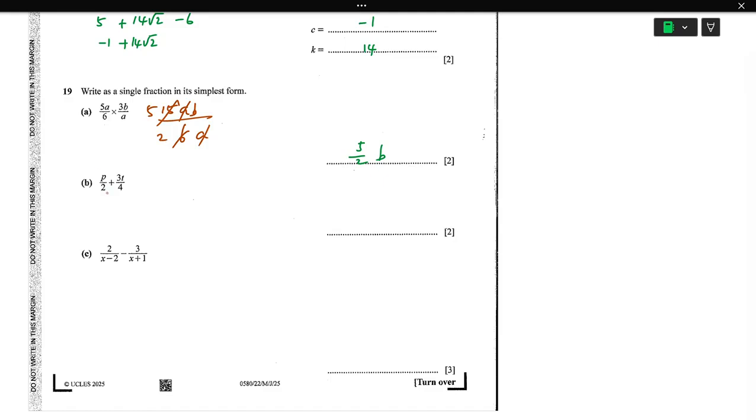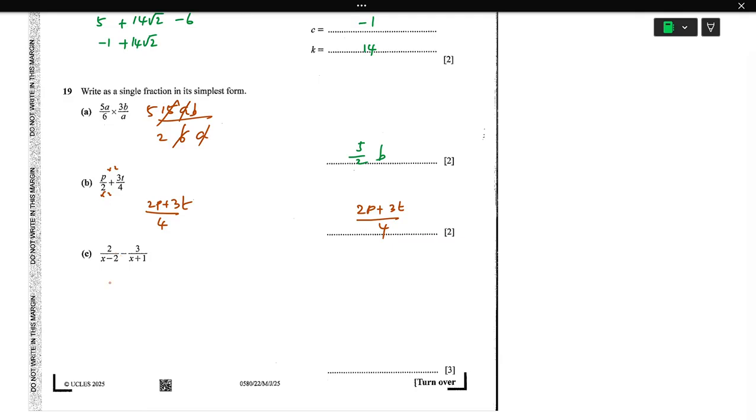Okay, next, p by 2 plus 3t by 4. So we are going to make the same denominator, so 2 and 4. I'll make it the same denominator 4. Here I need to multiply by 2 and 2, so 2p plus 3t over 4. That's the answer, 2p plus 3t over 4. Next one, still the same, so it's a single fraction.